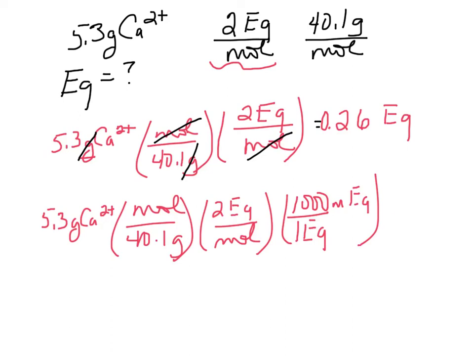And so if I converted that into milliequivalents, I'd end up with 264 milliequivalents. And so I'd have to rewrite that into scientific notation in order to get the correct number of sig figs. And so I'd get 2.6 times 10 to the second milliequivalents. So whenever I see milli, it's no different than anywhere else I've seen it. It still means 1,000th of that base unit.